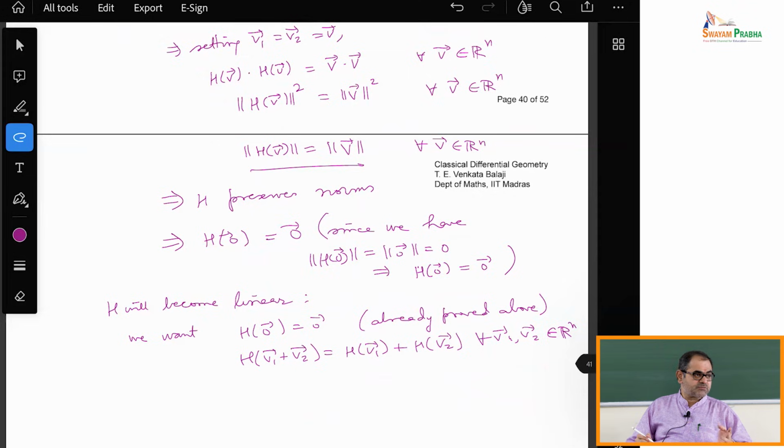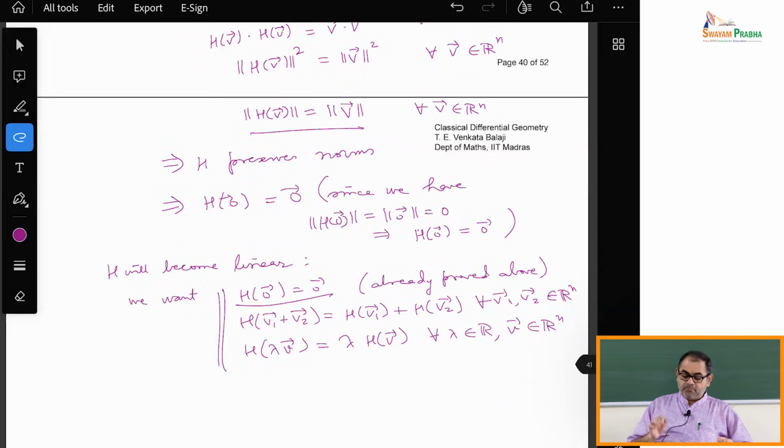So these are the conditions for a linear transformation. H of lambda V is equal to lambda times HV for every lambda real scalar and V a vector. So you need these conditions. The first one is already there, right? Because if you started with H preserves dot products, it preserves norms, so it will take 0 to 0. What about the second one?